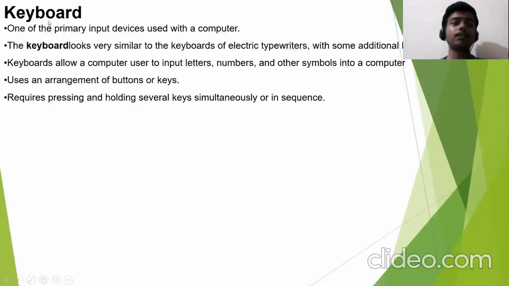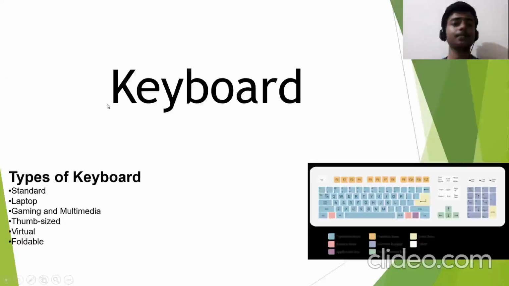So let's see about keyboard. Keyboard, one of the primary input devices used with a computer. The keyboard looks very similar to the keyboard of electric typewriters with some additional keys. Keyboard allows a computer user to input letters, numbers, and other symbols in a computer using an arrangement of buttons or keys requiring pressing and holding several keys simultaneously or in a sequence.